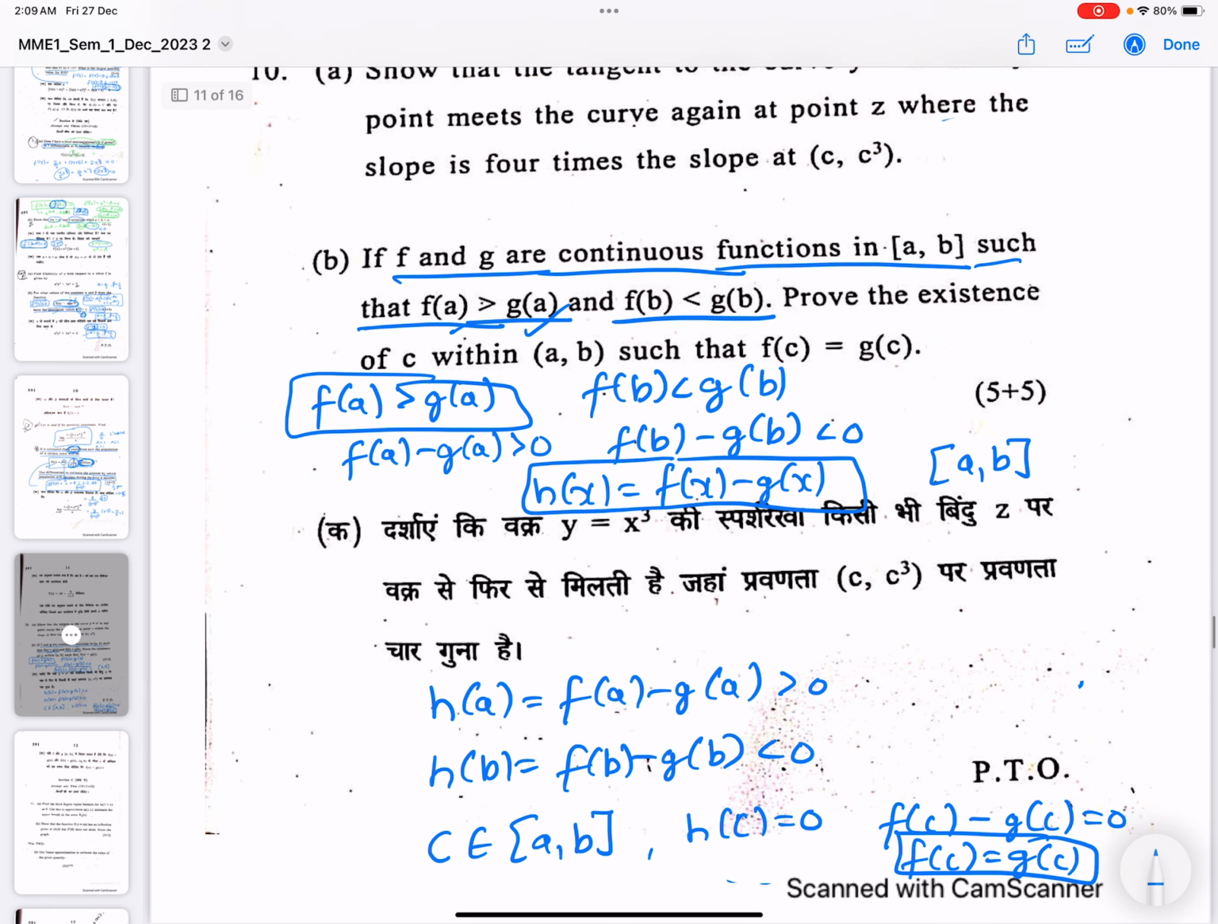So we can prove this. So this was quite easy. You just need to remember the intermediate value theorem. Okay.